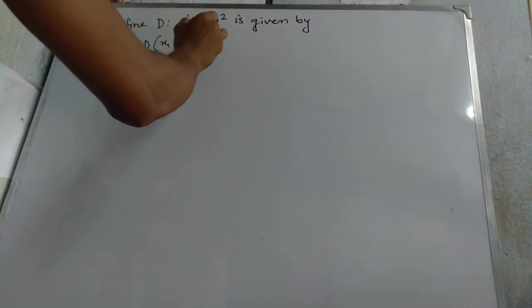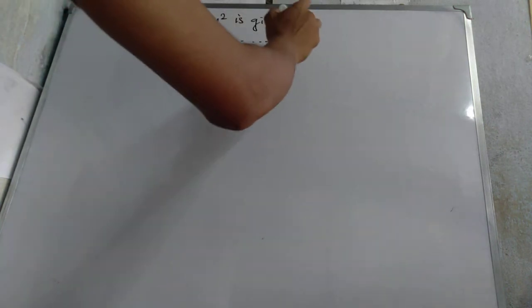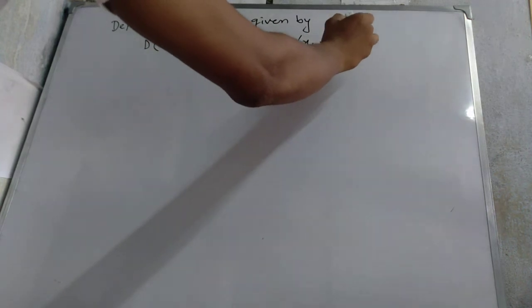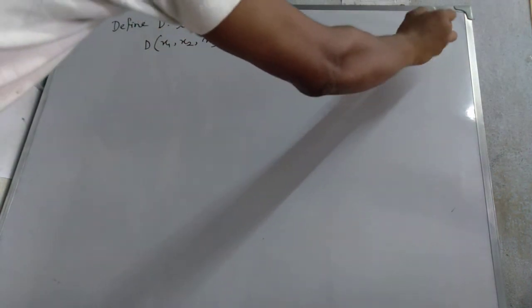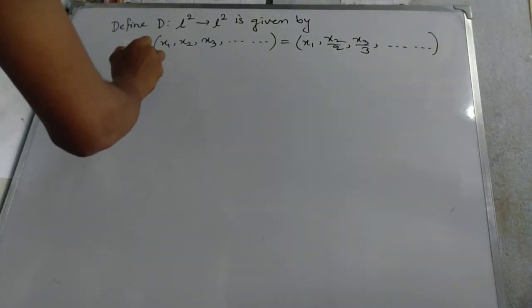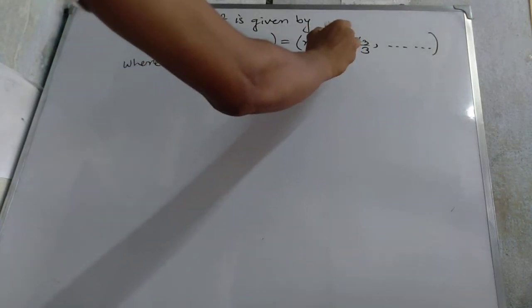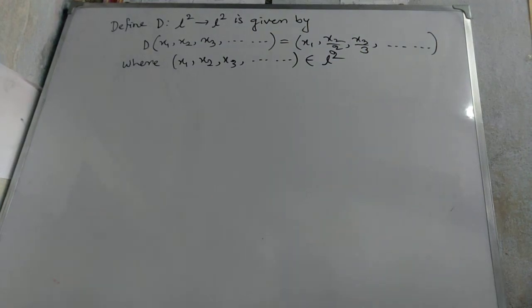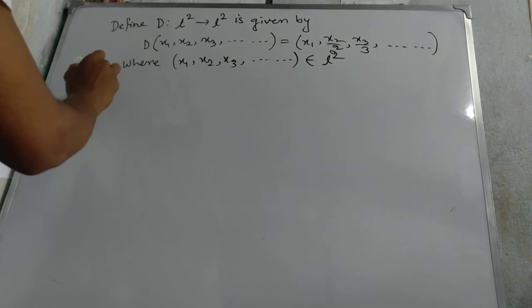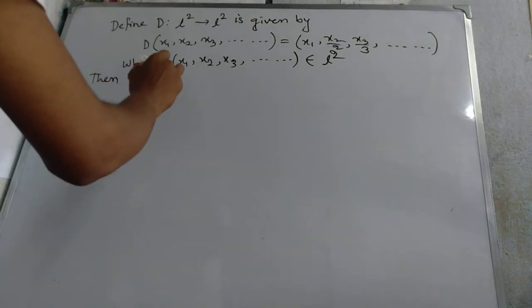Now define D: L2 to L2 is given by D of (x1, x2, x3, ...) equal to (x1, x2/2, x3/3, ...), where (x1, x2, x3, ...) belongs to L2. Then D belongs to BH.